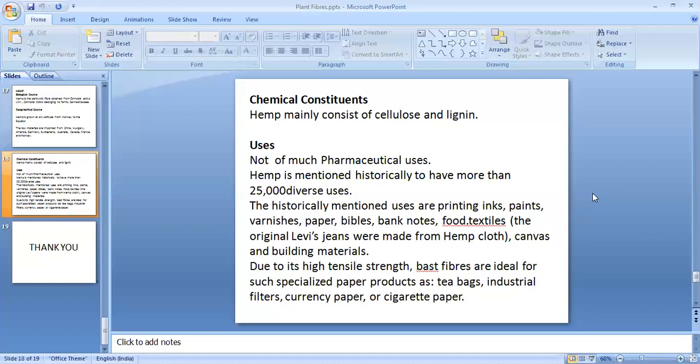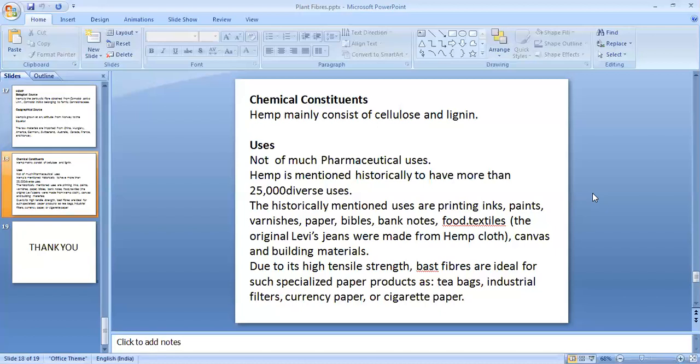Because of its high strength, the fibers are ideal for the preparation of specialized paper products such as tea bags and industrial filters, currency papers, and cigarette papers. So that is about hemp.